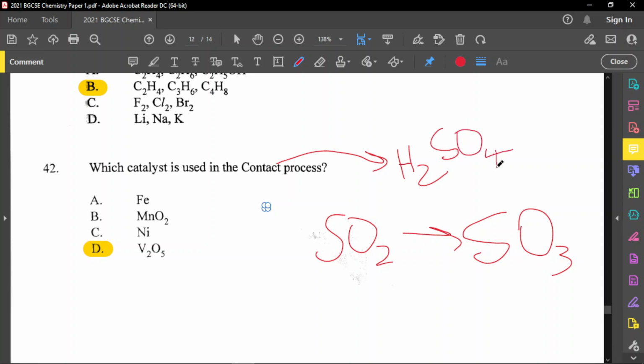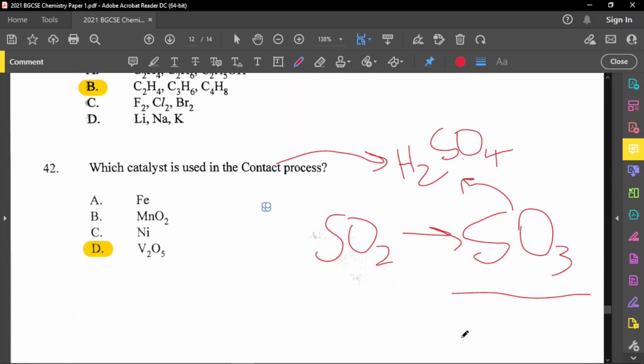And of course, then sulfur trioxide can react with water to form sulfuric acid. Because remember, sulfur trioxide is an acidic oxide, because it is a non-metallic oxide. And if you react sulfur trioxide with water, it forms sulfuric acid, right?